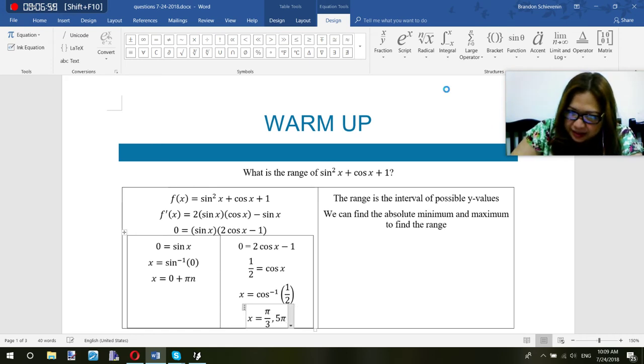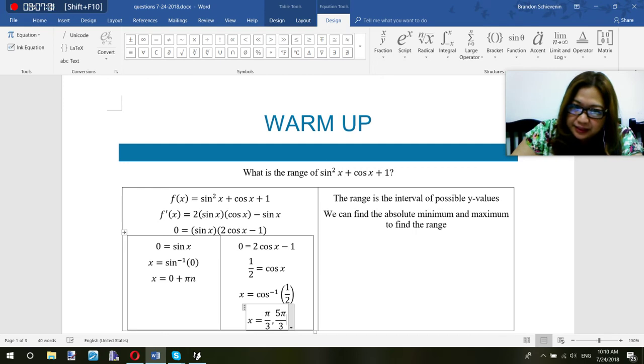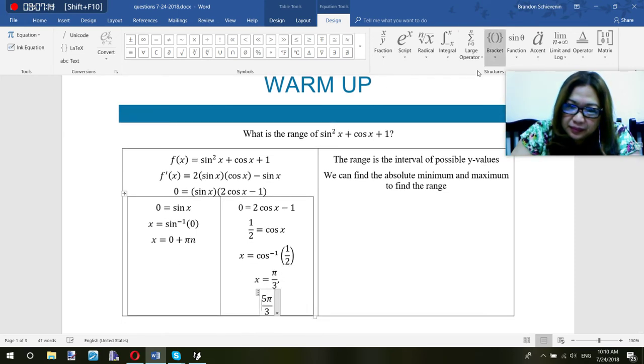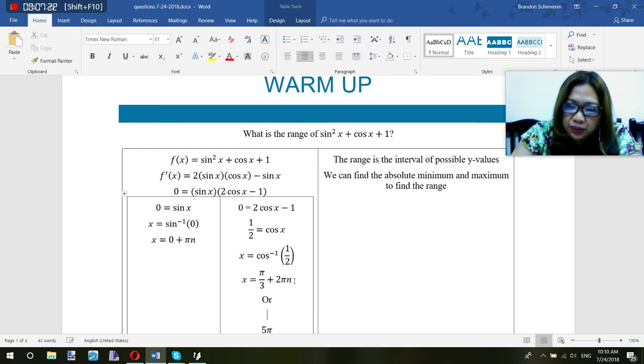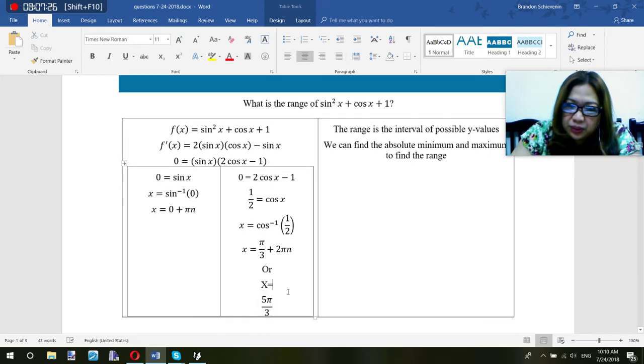5 pi thirds? Yeah. Unfortunately, this pattern isn't as clean as the last one, because the space in between them is not always constant. So I could do something like this: x equals pi thirds plus 2 pi n, or x equals 5 pi thirds plus 2 pi n.